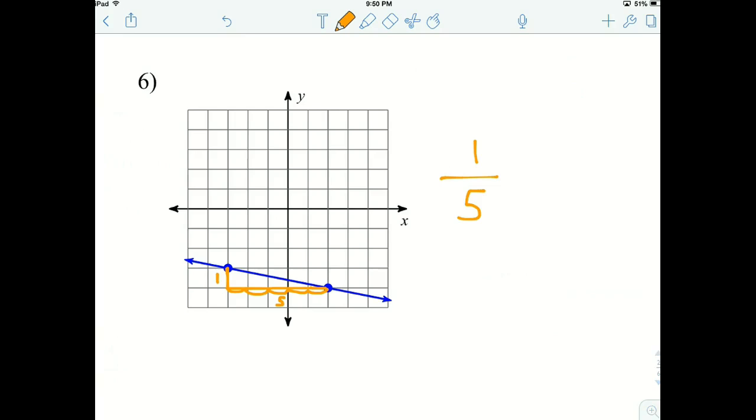Last thing I check is the direction I read from left to right. I appear to be going downhill. And when you're going down in that situation, you have a negative slope. So I'm going to throw in a single negative sign here to indicate that this slope is -1/5, not positive.